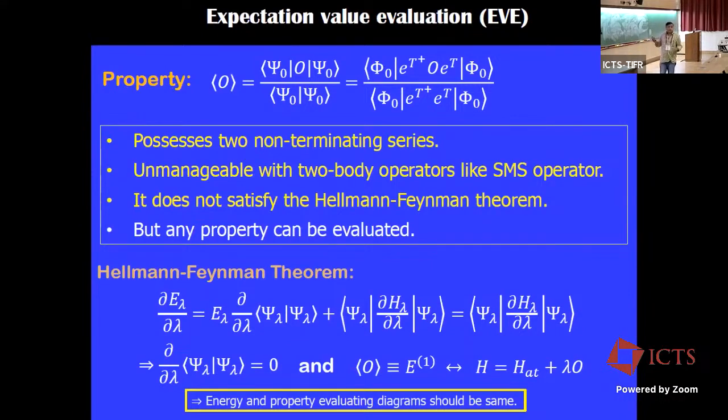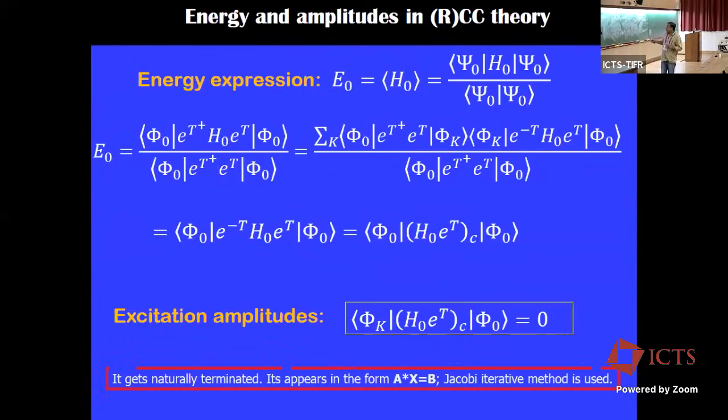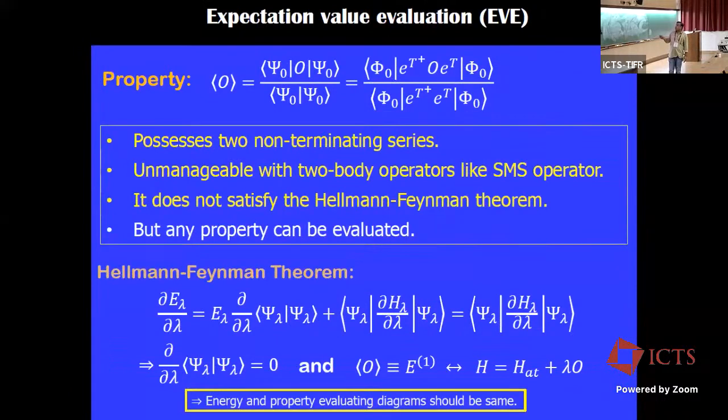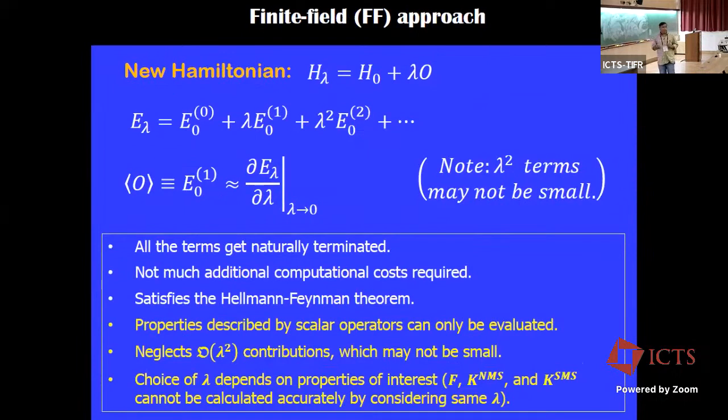But that works because you get this expression for the energies from this condition. The same condition you cannot apply for calculating properties of any other operators. So the expression remains non-terminating, and it is a real challenge. If you use this kind of expression, it doesn't satisfy something called the Hellmann-Feynman theorem, which is another fundamental quantity. So we have to get rid of that. Then how can we do that?